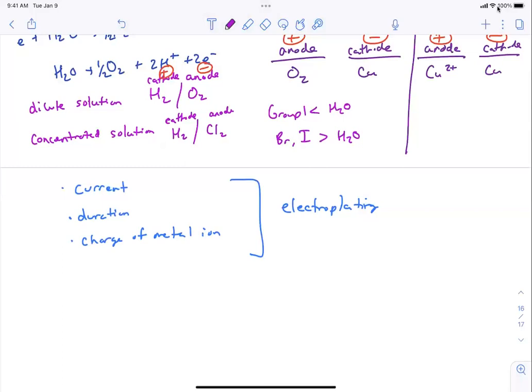Yes, as well. So is an electrolytic cell always using inert electrodes? Yes, except for the copper sulfate one. Yes. Oh, what is that for?